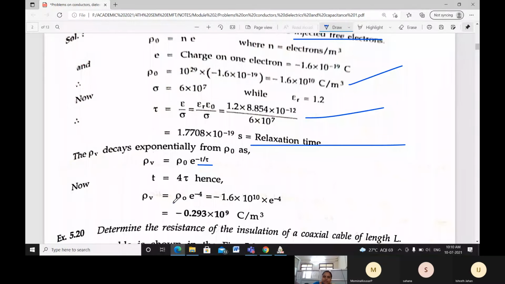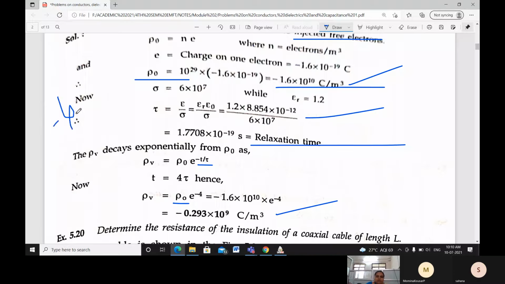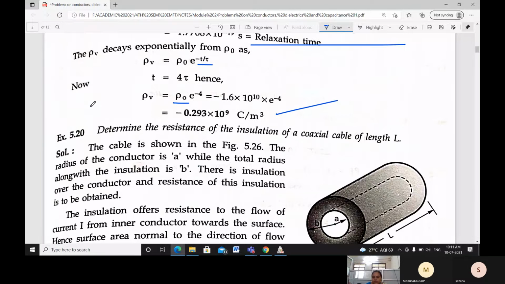We know rho naught; we already calculated it. Substitute it here, then multiply by e raised to minus 4. Simple maths. Then we will be getting minus 0.293 into 10 raised to 9 coulombs per meter cube. This is the problem. This problem may be asked for 4 marks, or sometimes it may ask for 6 also. We don't know about that. Here a small derivation will be coming.